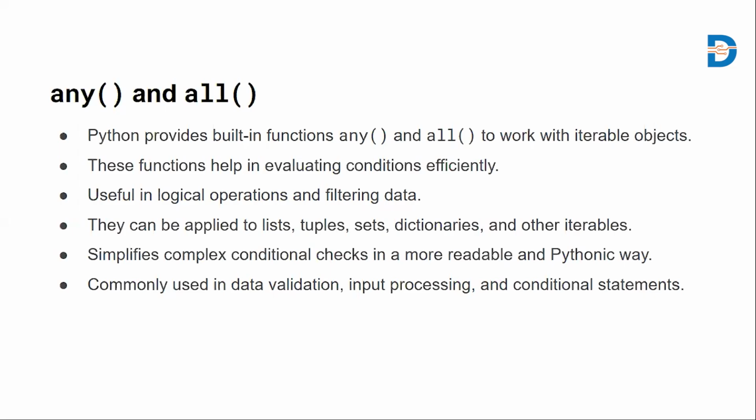Both of these functions can be used with iterables such as lists, tuples, sets, dictionaries, and more. So instead of manually checking each element in an iterable using loops, the any function and all function give you a way to evaluate conditions more efficiently and in a more Pythonic way.